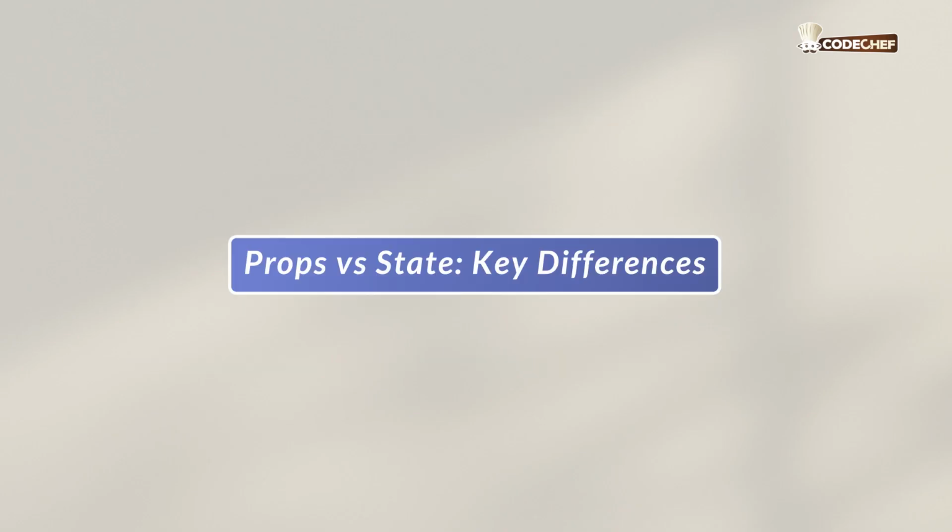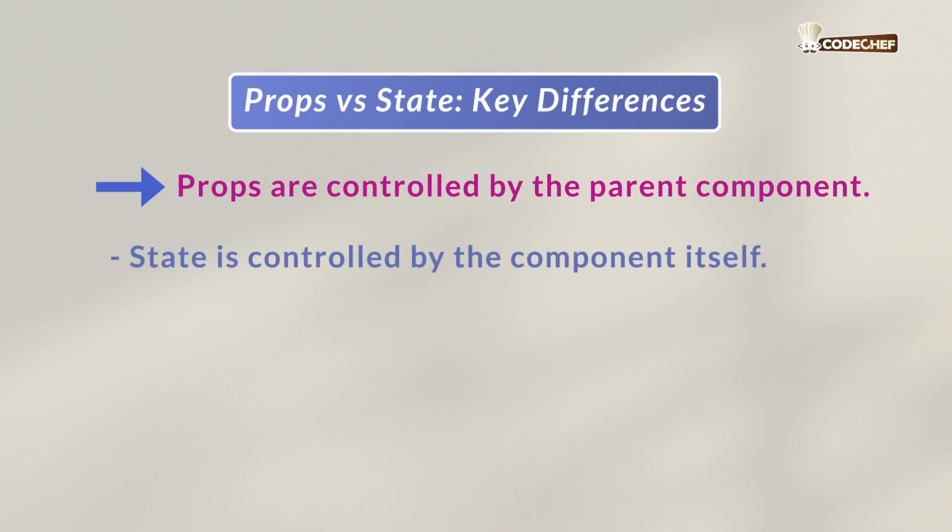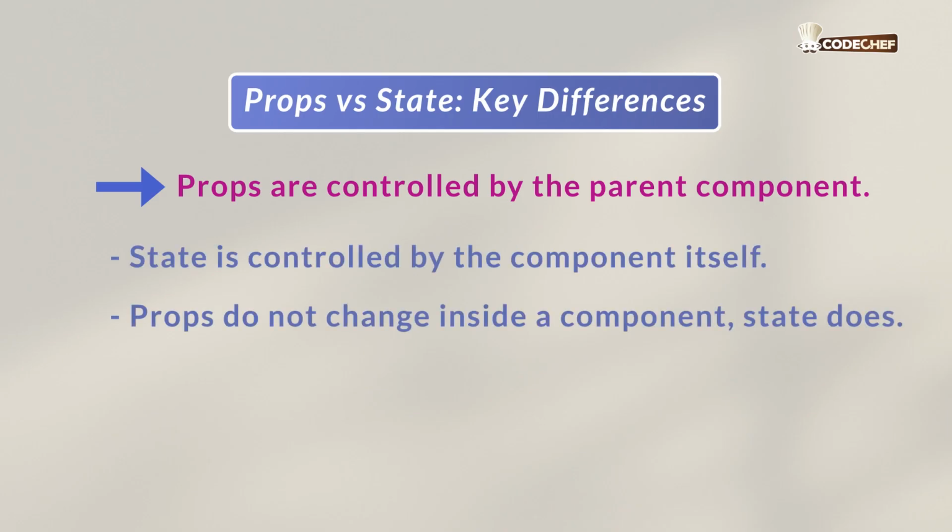Now let us clearly compare props and state. Props are controlled by the parent component, while state is controlled by the component itself. Props do not change inside the component, but state is designed to change. A simple way to think about it is, if the component owns the data and it changes, use state. If the data comes from outside and should not be modified, use props.